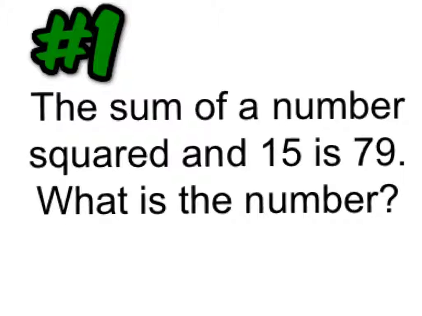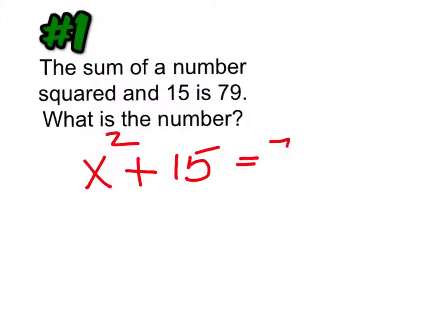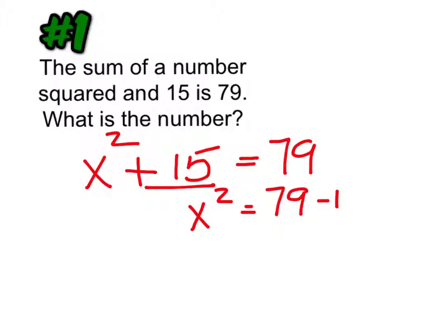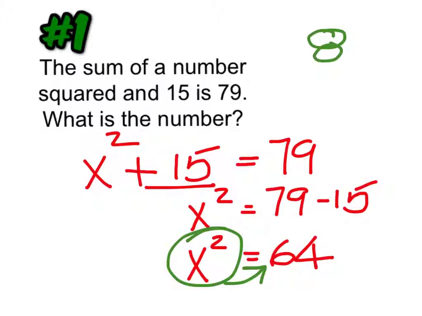Alright, it's asking for the sum of a number. So here's the sum. There's a number squared, and 15 is 79. Move this 15 over to the right. Do the opposite, which is minus 15. So x squared is 64. What number would I square, multiply by itself to get 64? It would be 8.